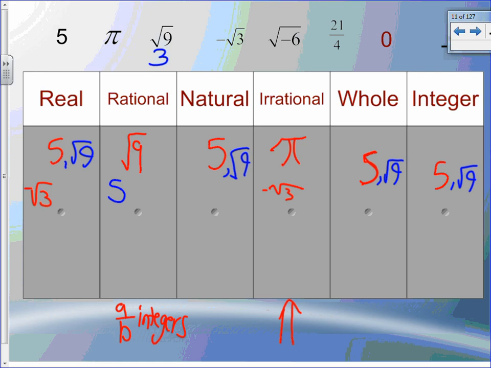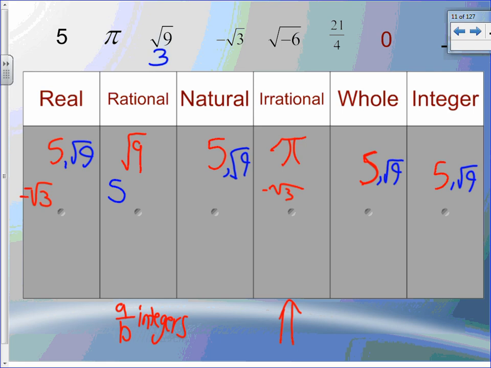The definition of an integer, can you just say whole number, positive and negative? Well, technically, yeah, you could. But saying positive or negative whole number is probably better because it really states that you're going in both directions on the number line, into the negatives and the positives. So there we go. Negative square root of 3 is both a real and an irrational number.